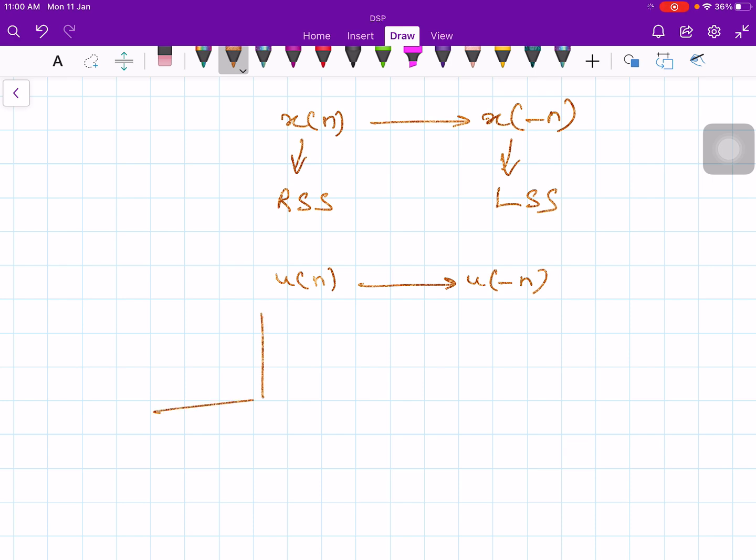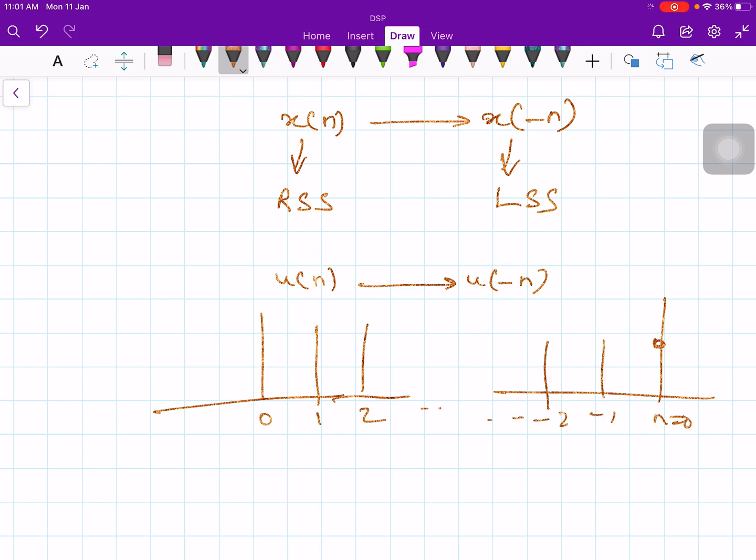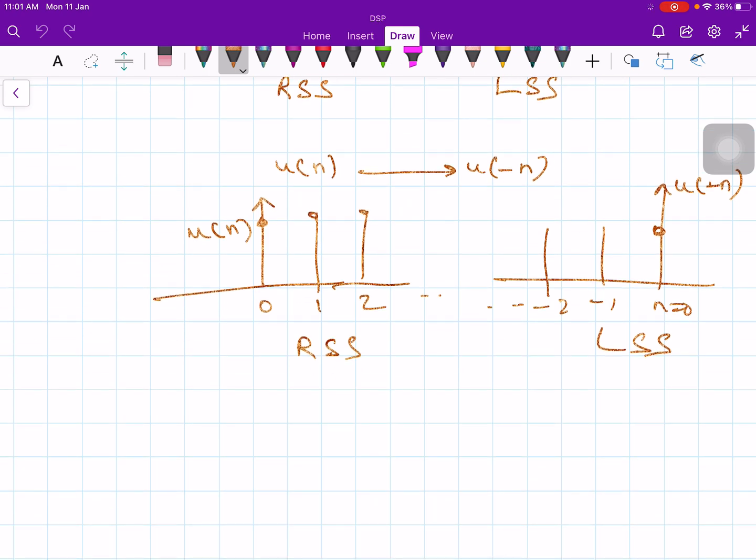See, u of n starts from n equals 0, 1, 2 and so on, and this one starts from n equals 0 and then minus 1 and then minus 2 and so on and so forth. So this is u of minus n and this is u of n. It is a right sided sequence, and this is the left sided sequence. The definition of u of n is it starts at n equals 0, and u of minus n starts at n equals 0 and keeps going to minus n. Suppose I take the sum of u of n plus u of minus n, what will you get?